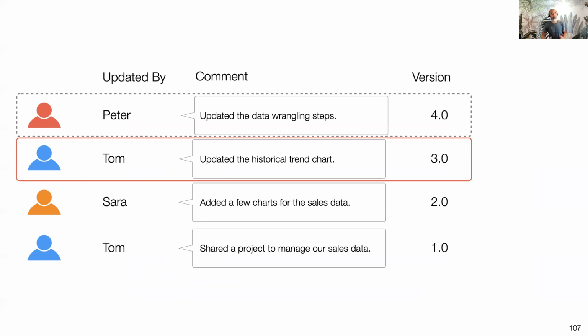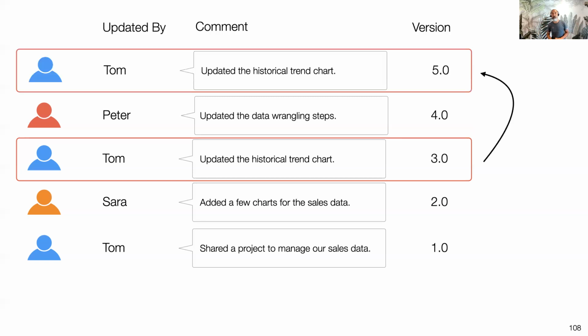Then we realized, or Tom realized, or whoever realized, that what Peter did was something that was not supposed to be done, or maybe because of that, something got broken. So we want to go back to the previous version, which is 3.0, Tom's version. In that case, when you click on that restore button, that version is going to replace Peter's version of the project and register as 5.0. So now this is the latest version.